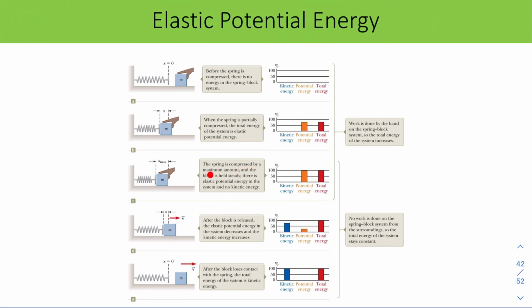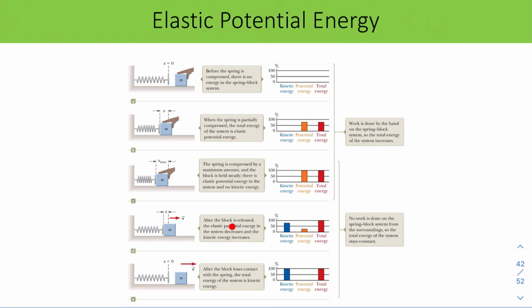Okay, the spring is compressed by the maximum amount, x max, and the block is held steadily. So what happened in terms of energy? There is elastic potential energy in the system and no kinetic energy yet. In terms of energy it is 100% because it's maximum. And this is also the total energy of the system.